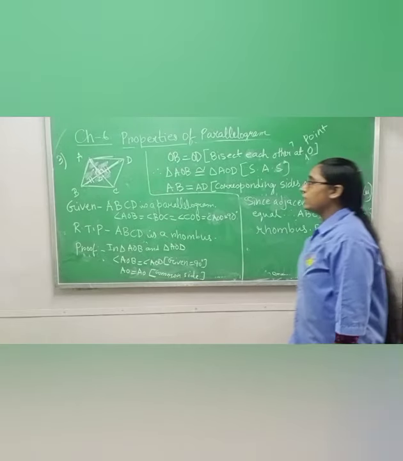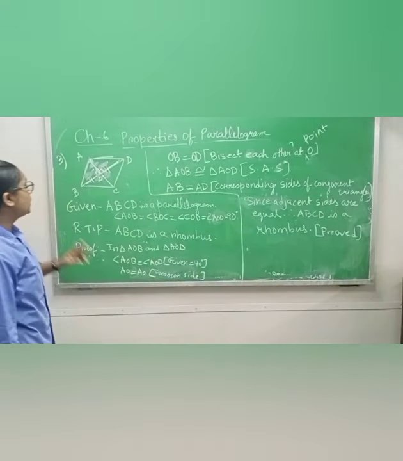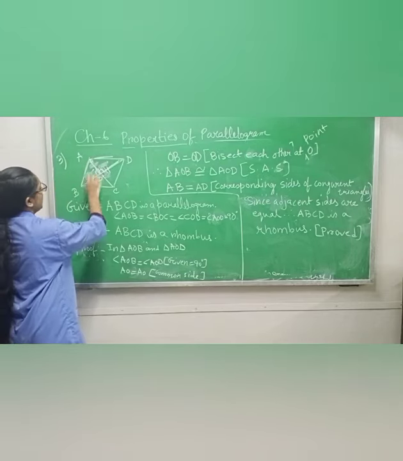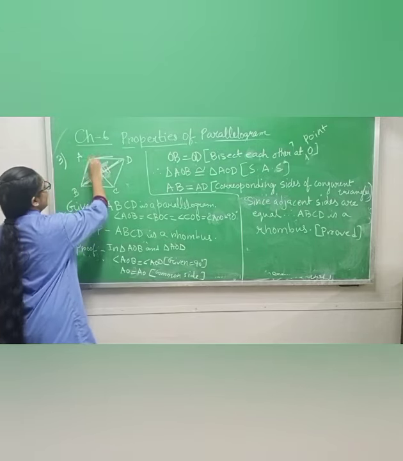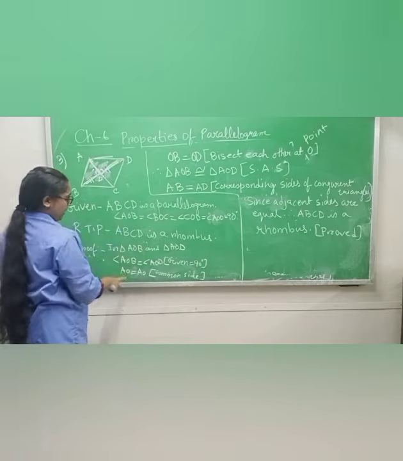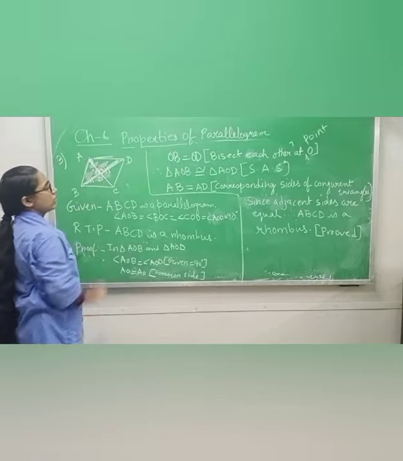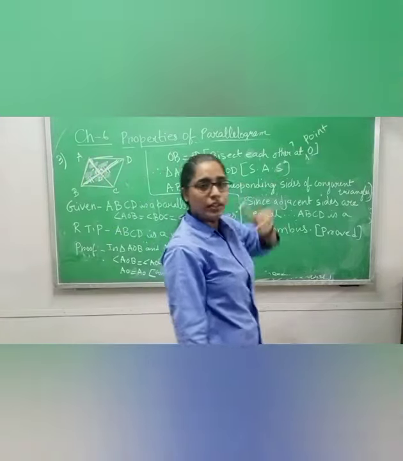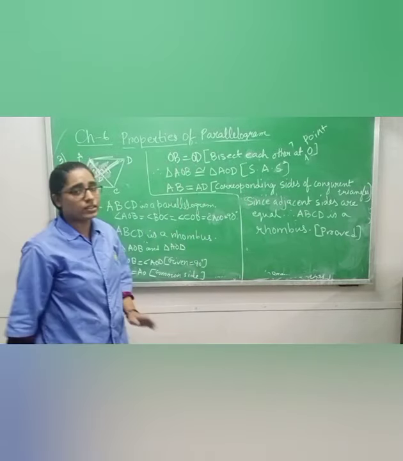Again I am repeating the thing. In the proving part, I am taking two triangles AOB and AOD. First, I am proving that angle AOB equals angle AOD, 90 degrees, and it is given already. Second, AO is common. And third, OB equals OD, by bisecting each other at point O.